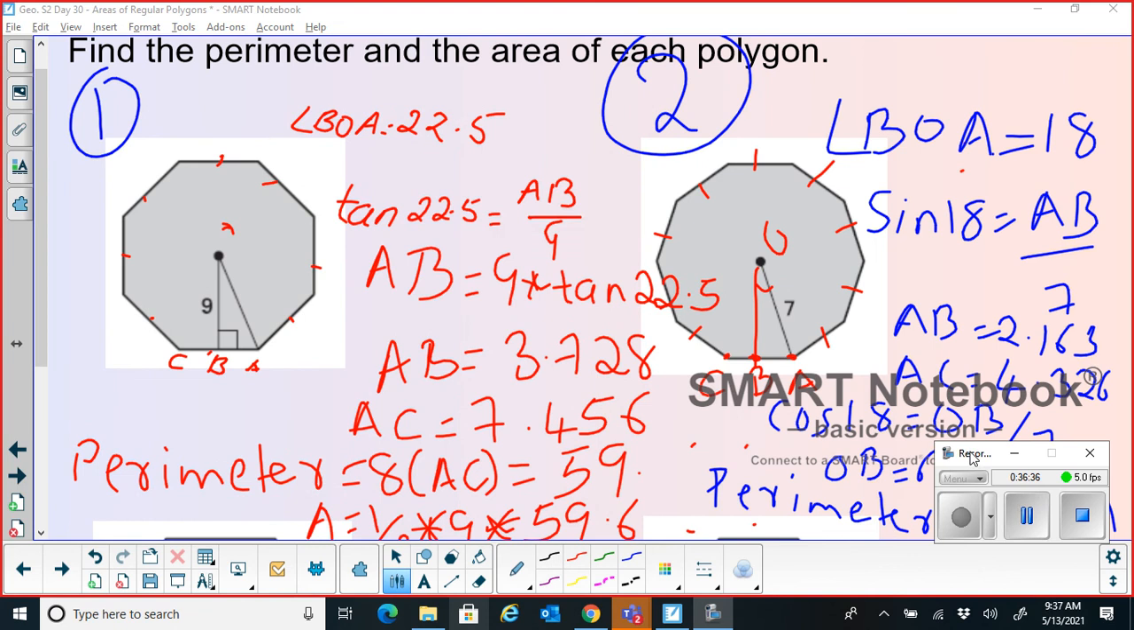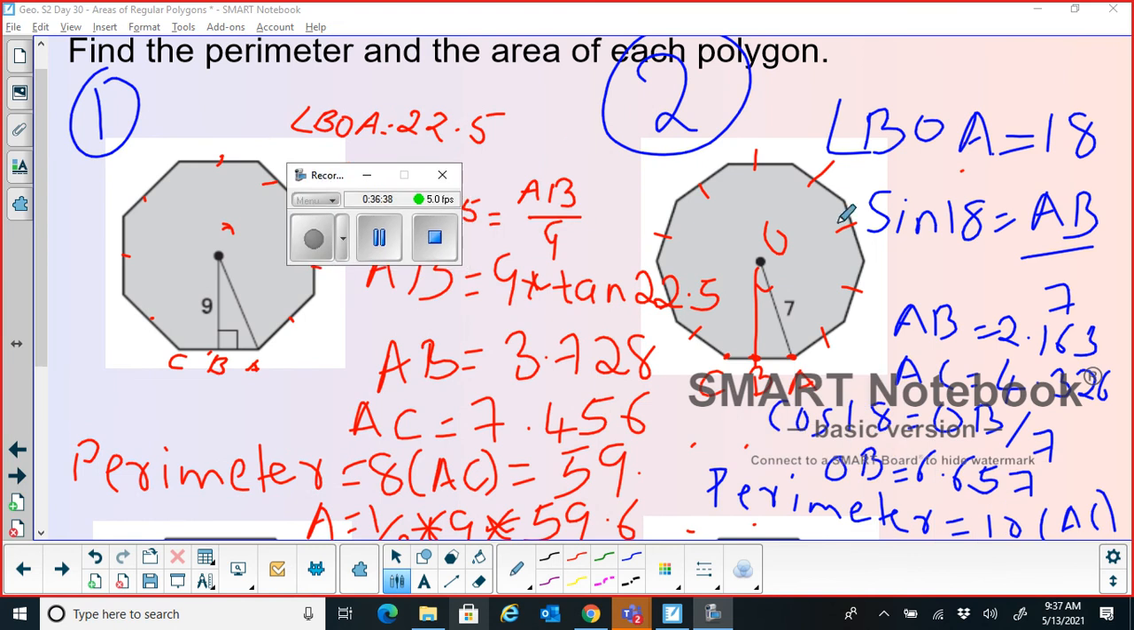Okay, let's go over the second problem. Here it's a 10-sided polygon, so 360 degrees divided by 10 gives us the central angle as 36, and dividing that by 2, I get angle BOA as 18 degrees. So we are dealing with this angle BOA, 18 degrees.